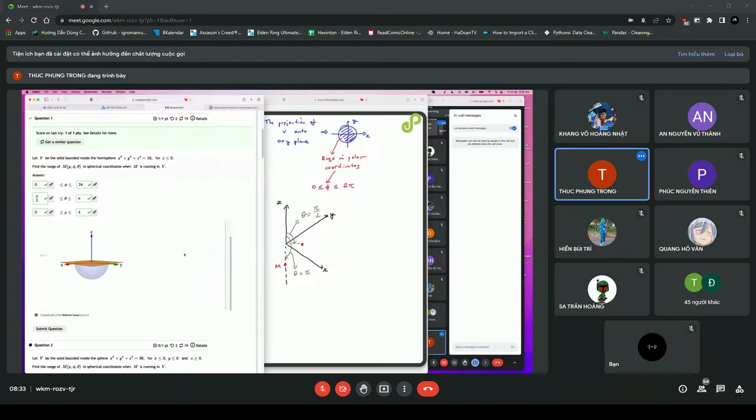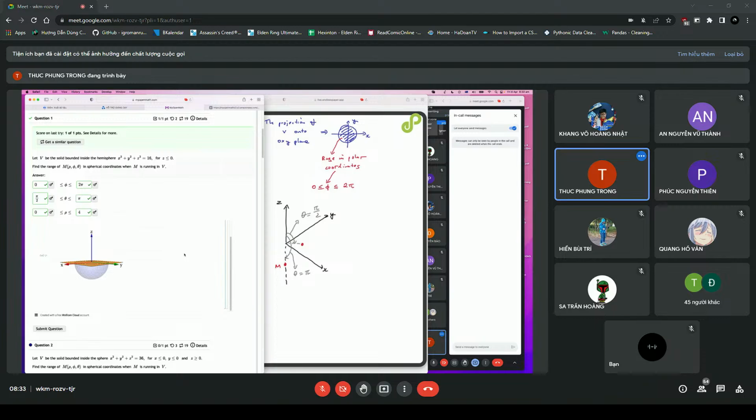Question number 2 is quite similar, so I skip this one. Question number 3. This is a tutorial question, so we just fill out this instructional process until we go to the end.